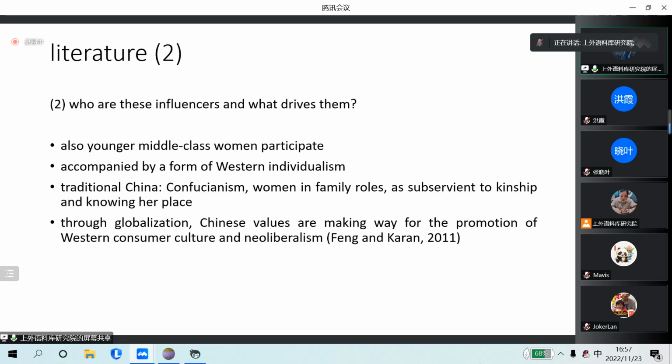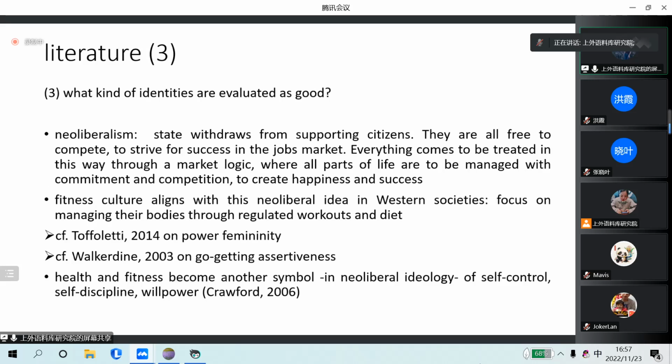Now, because of globalization, scholars have noticed that these typically Chinese values are making way for the promotion of Western consumer culture and neoliberalism. So maybe soon we won't see that guy jogging in his suit anymore. He'll have to change now before he can do the jogging. Just joking, I hope not.